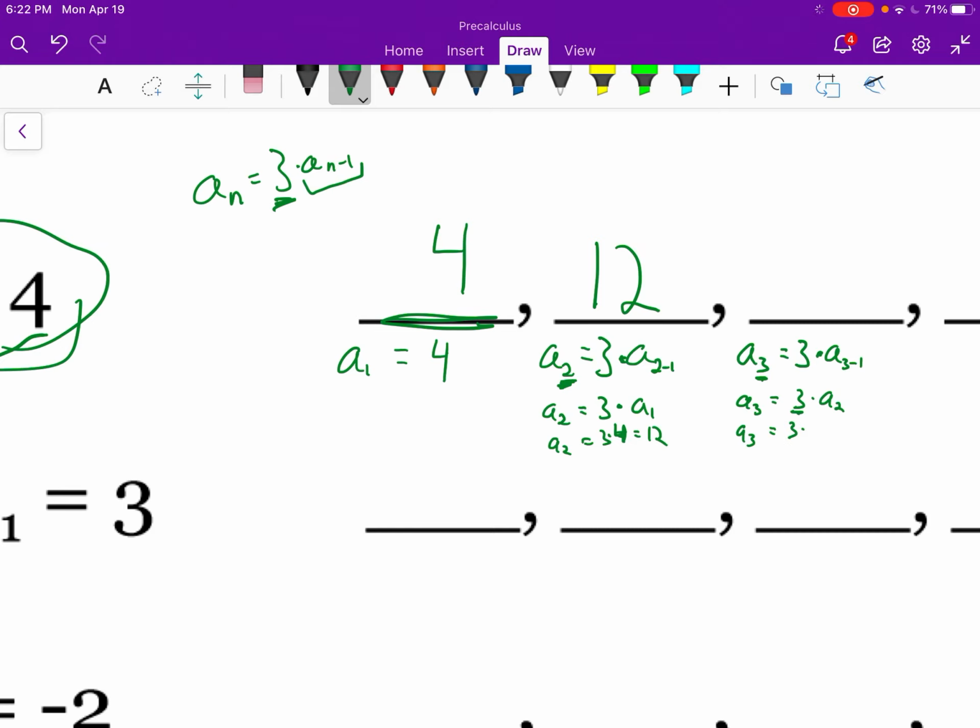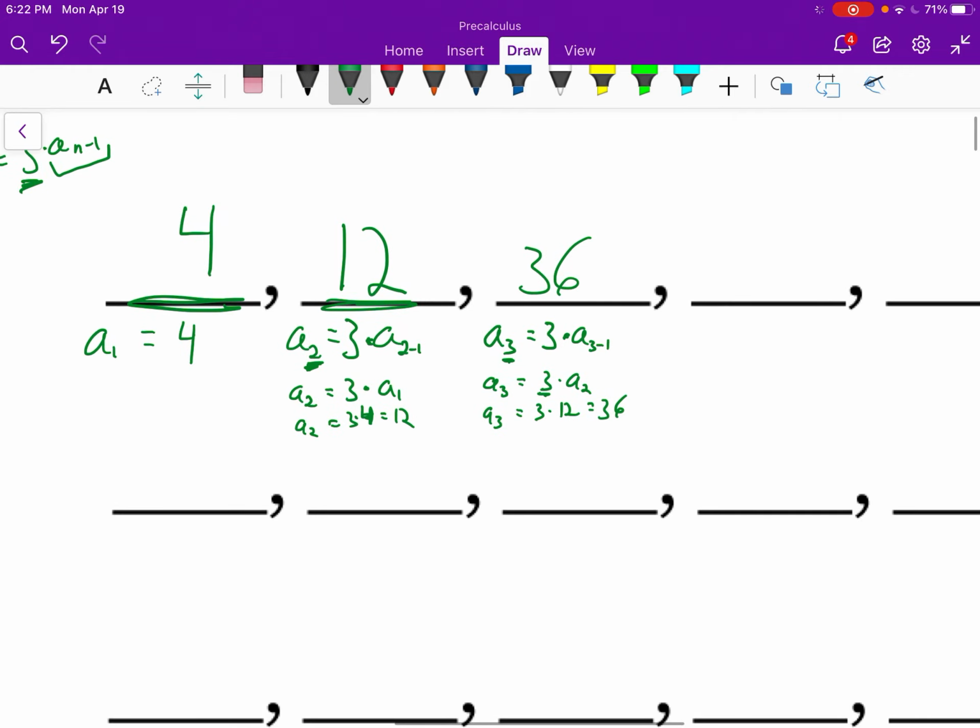So 3 times the second term, which was 12, which is 36. So the third term is 36. And once we know the third term, that can help us find the fourth term. A sub 4 is 3 times a sub 4 minus 1.